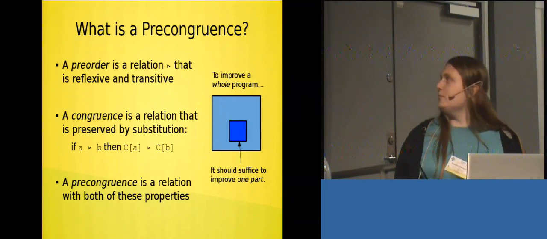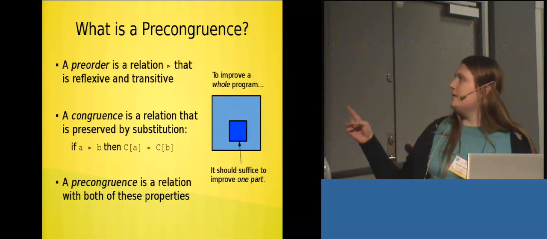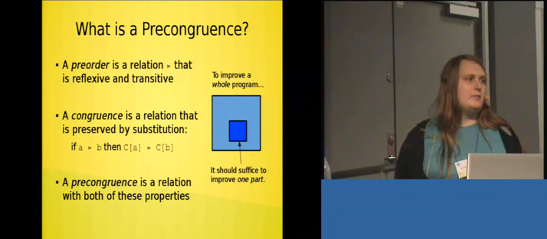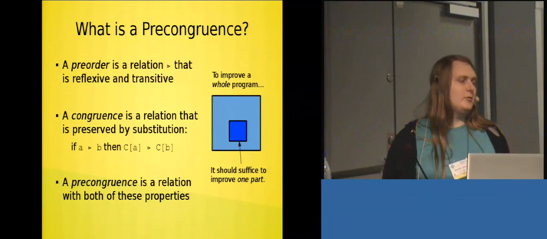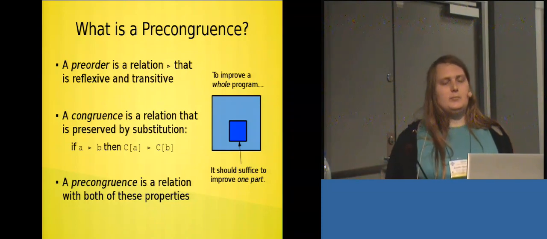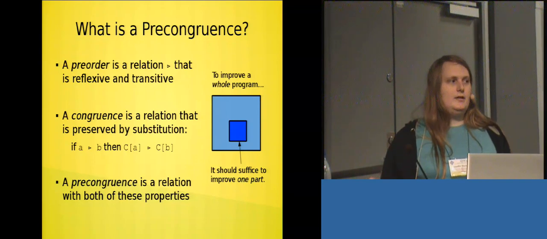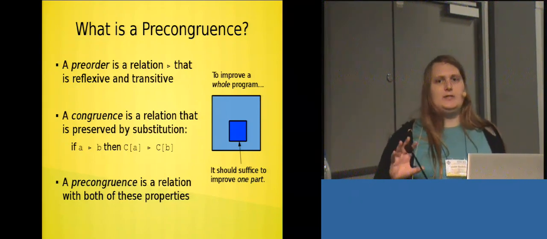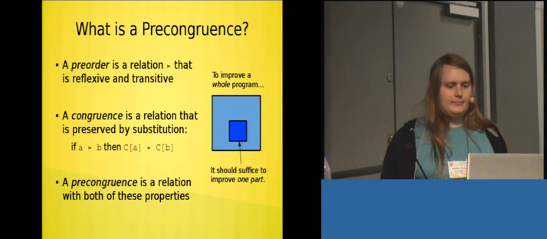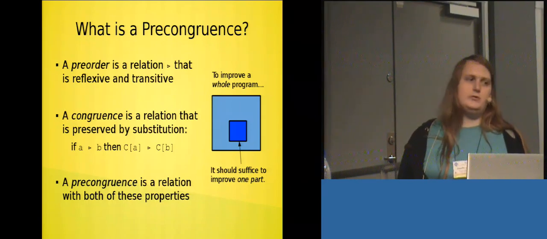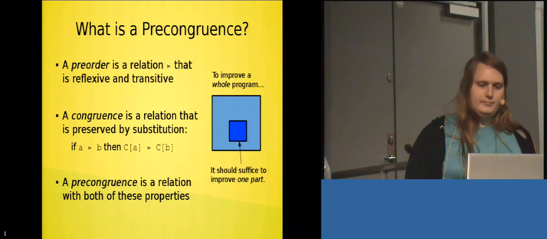And congruence captures the property that we've got on the right there, the little picture. If we want to improve a whole program, we should just be able to improve a bit of it. And that way we can improve a bit over here or a bit over there, and eventually we have a whole thing. So we don't have to worry about effects where different parts interact. So if something has both those properties, we call it a precongruence.